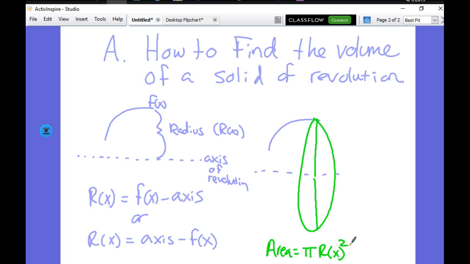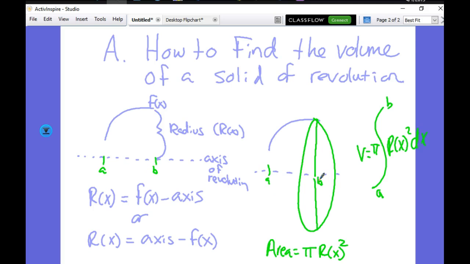All right, so we have our function. The distance from the function to the axis is the radius. We're going to be spinning this thing, so the area of the circle that's generated will be pi r squared, and therefore the volume will be the integral, the sum of all those areas put together from whatever your starting point is to whatever your ending point is. Okay? So in this case, a and b would be from here to here.